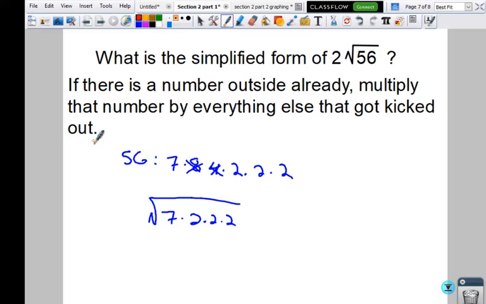What's gonna get kicked out? A pair of 2s, right? Anything else? No. A pair of 2s got kicked out. 2 times 2 is 4. And I had a 2 already out in front, right? Whatever's out in front, you also just put back down. So I have 2 times 2 out in front is 4, and then square root of 14. There's a 7 times 2 left. So if there's a number on the outside already, bring it down here at the very end.